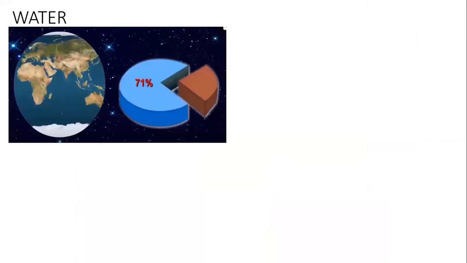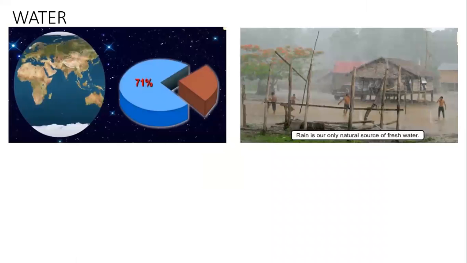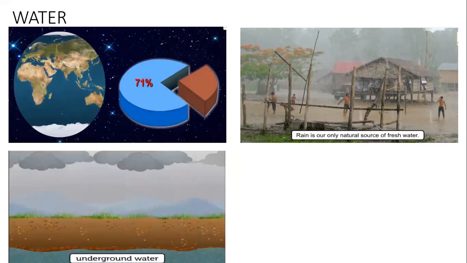Water. We all know that 71% of Earth is filled with water in different sources. Rain is our only natural source of fresh water. Rainwater seeps through the ground and gets collected below the rocks present under the surface of the soil. It seeps deeper till it reaches a solid surface and remains there. This is called underground water.